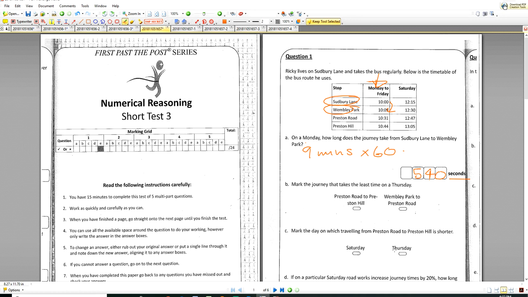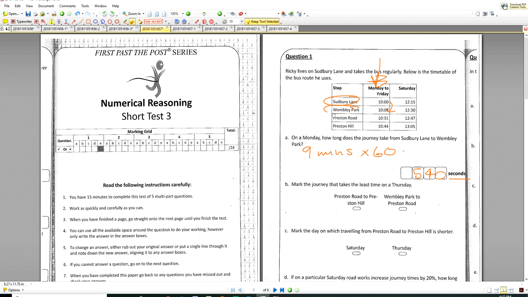Question B, mark the journey that takes the least time on a Thursday. Again, Monday to Friday, Thursday, we'll be looking at the same part of the timetable, this block here. Is it Preston Road to Preston Hill, or is it Wembley Park to Preston Road? So we need to work out those times.